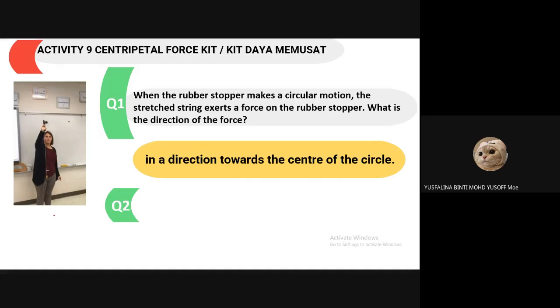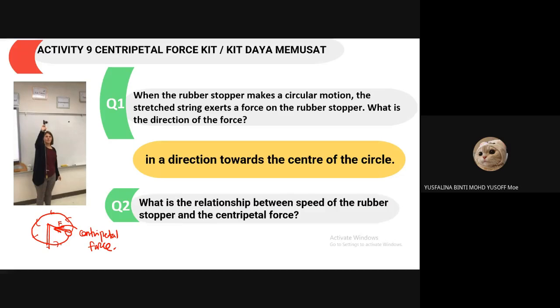So let's say there's a stick here, and there's a rope here. I tie it, and then it starts to rotate. So this must be the force, right? The direction is toward the center of the circle. So when it rotates, the F will move toward the center of the circle. So this force is known as the centripetal force.